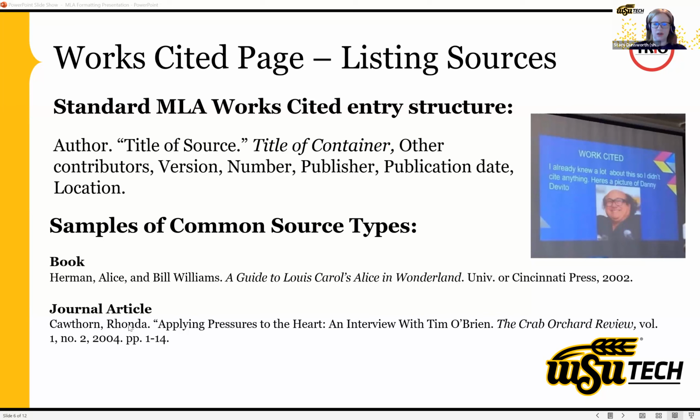And then in the journal article, for example, there's only one author listed in that case. And so that is Cawthorn, comma, Rhonda, period. Again, we put a period after the final name of the author. And then this was an article, so we are putting quotation marks around the name of the article, which is Applying Pressures to the Heart, an interview with Tim O'Brien, period.